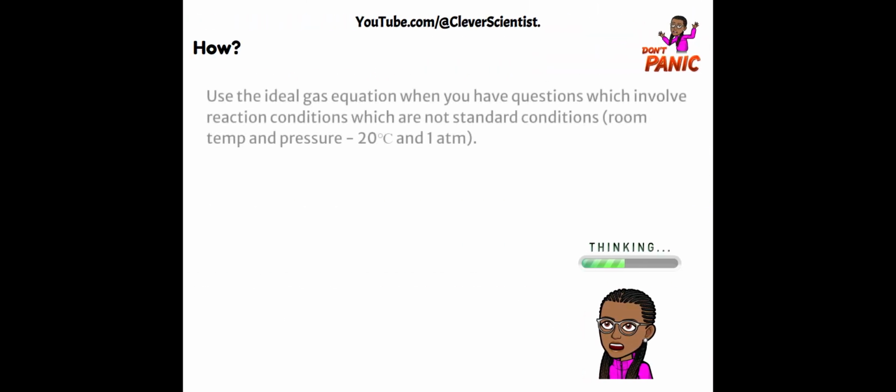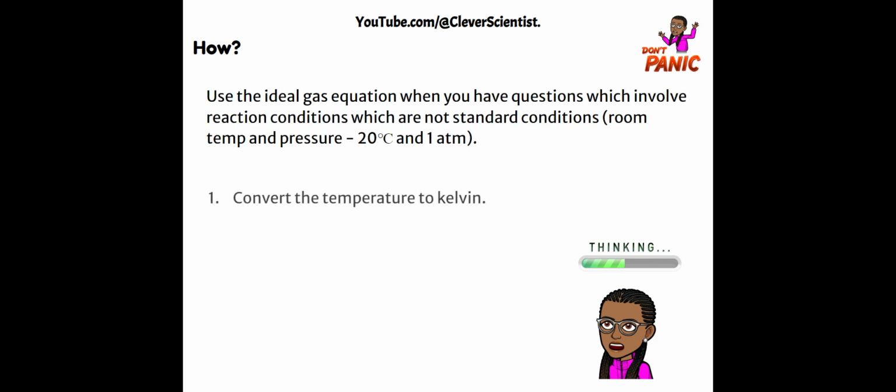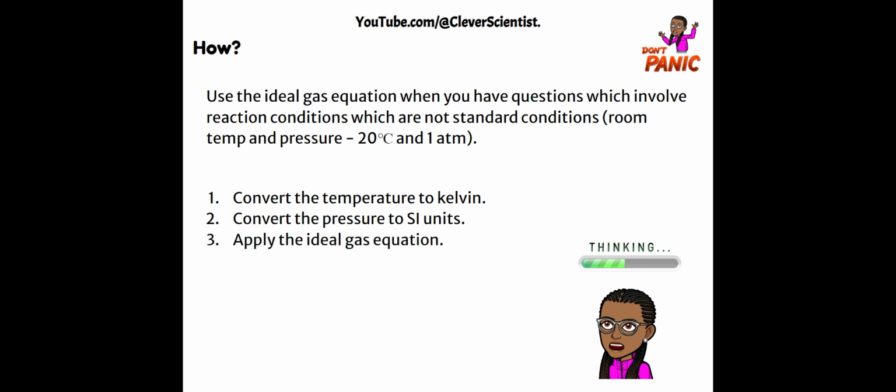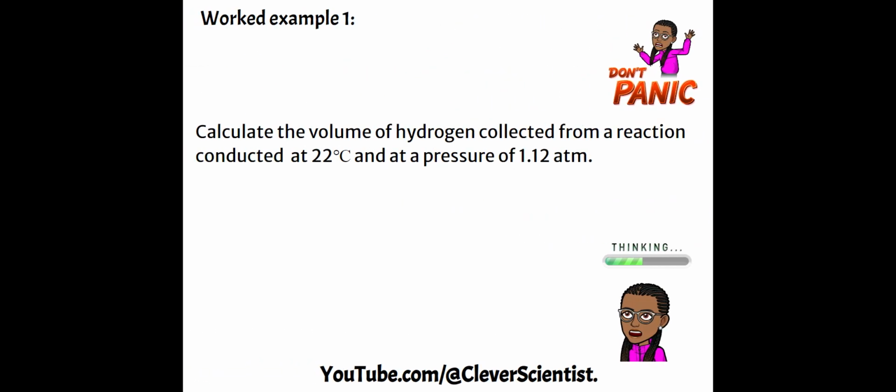So when it comes to questions involving the use of the ideal gas equation, how do we do it? Well, you use the ideal gas equation when you've got questions which involve reaction conditions which are not standard ones. Room temperature and pressure, remember, are 20 degrees C and 1 atmosphere. And we can do this using 3 simple steps. Convert the temperature to Kelvin, convert the pressure to standard units, and then apply the ideal gas equation. So you know that I'm not pulling your leg, let's have a look at a worked example.